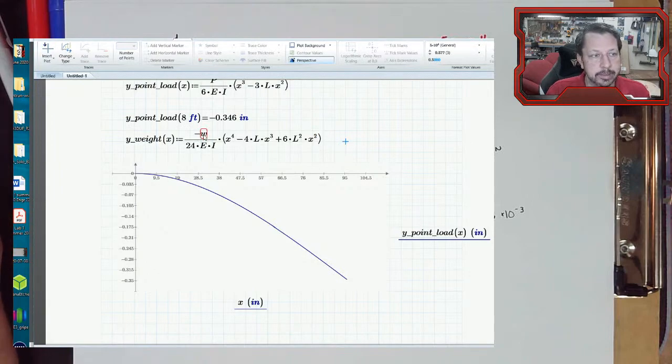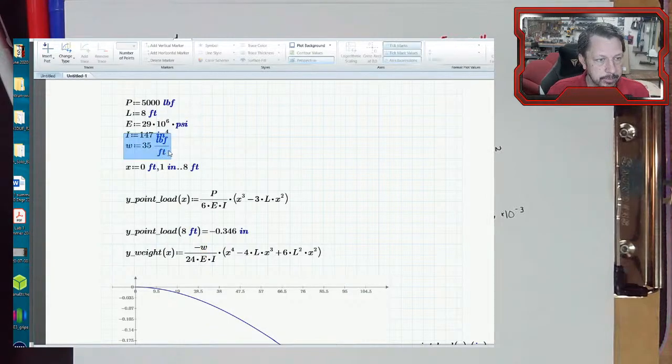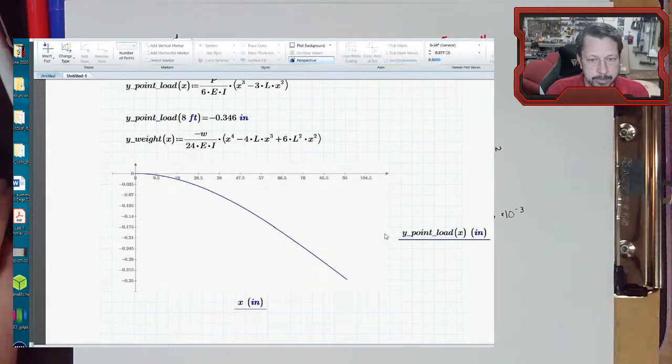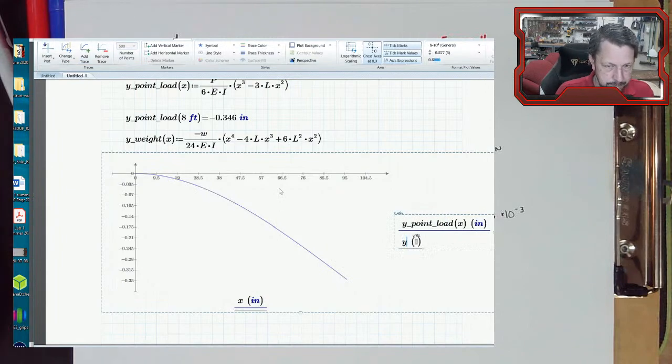Oh, I haven't defined W, so let's go up here and put in W. W is 35 pounds per foot. I don't like it overlapping. Let's put it over here. There we go. So it's happy now. Let's add that to our graph.